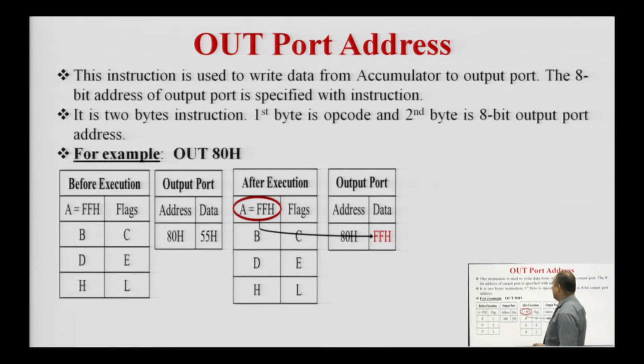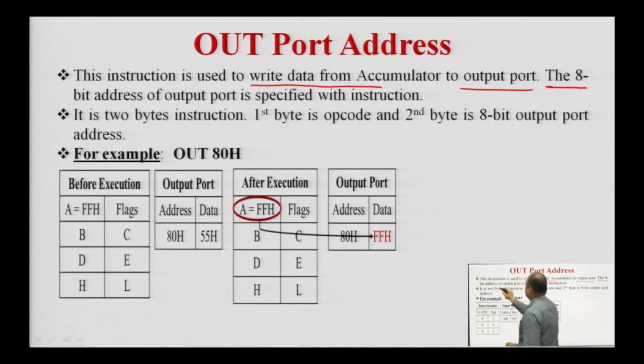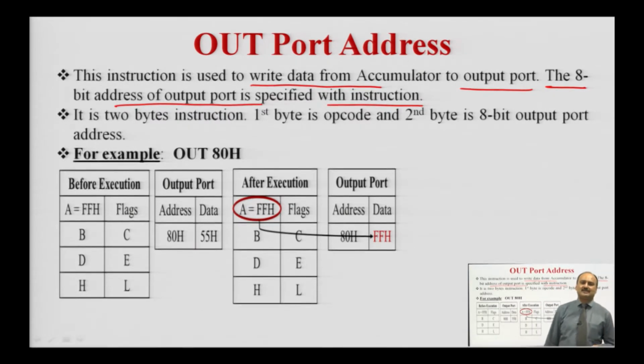The next instruction is OUT port address. This instruction is used to write data from the accumulator to the output port. The 8-bit address of the output port is specified with the instruction. The previous instruction, IN, is used to read information from the input port, while this instruction is used to write data into the output port, whose address is specified with the instruction.